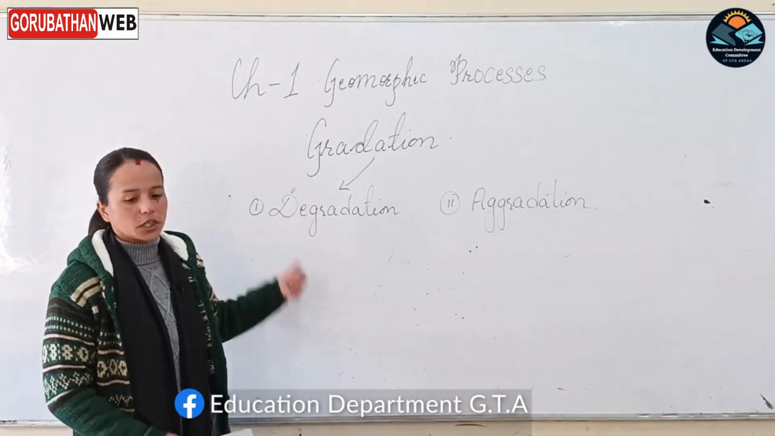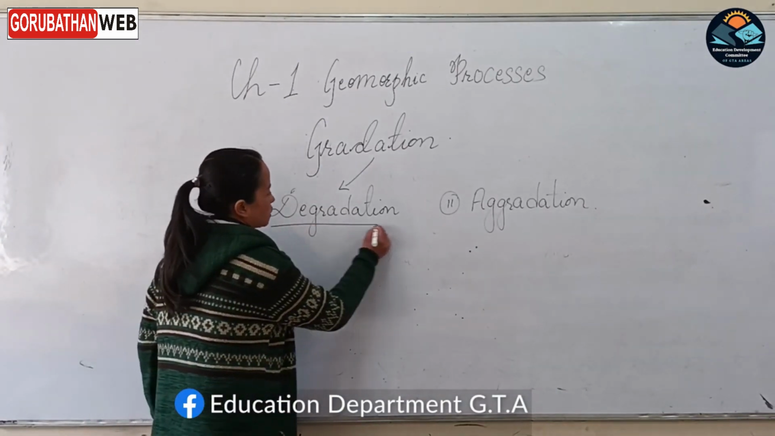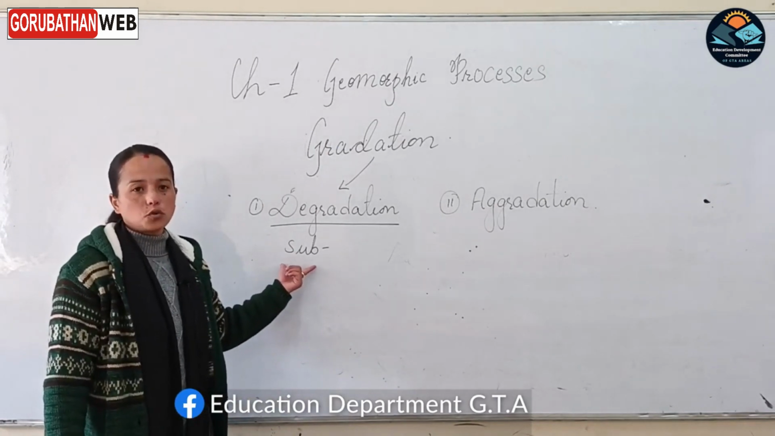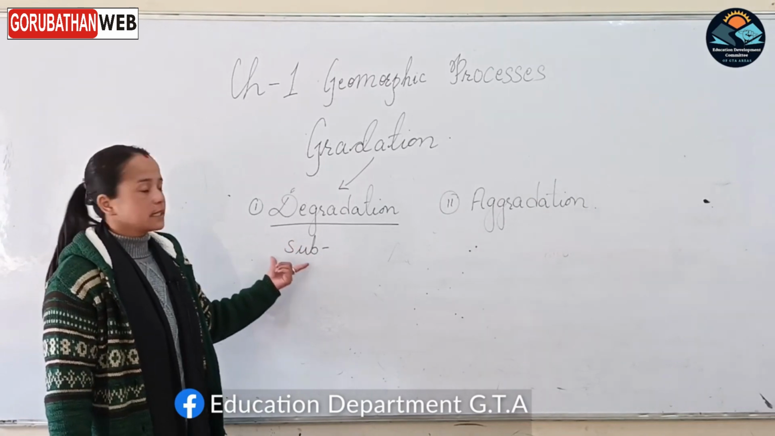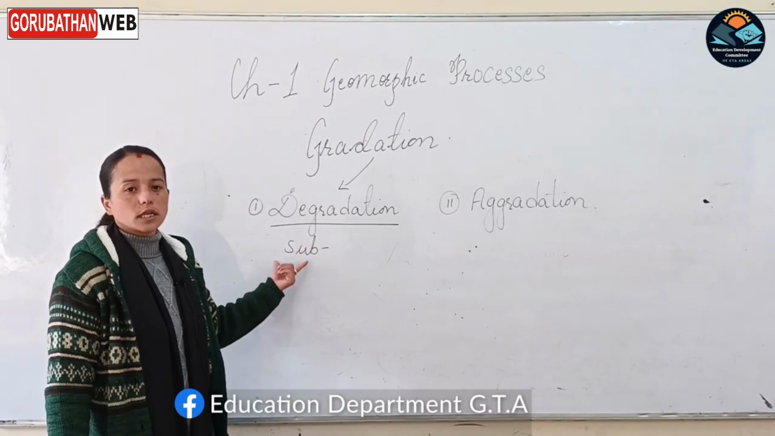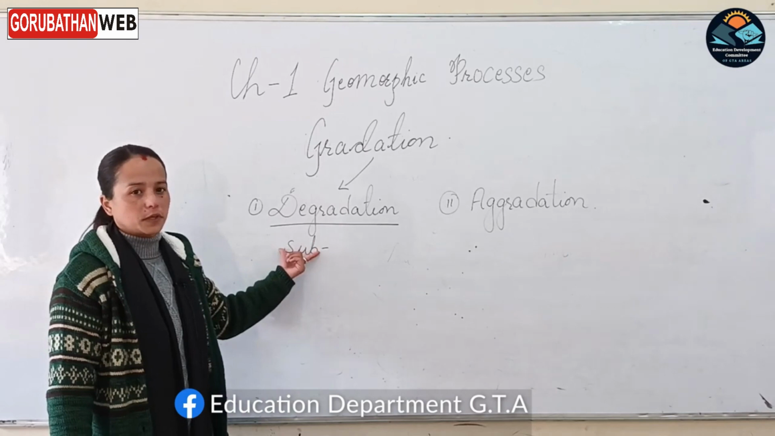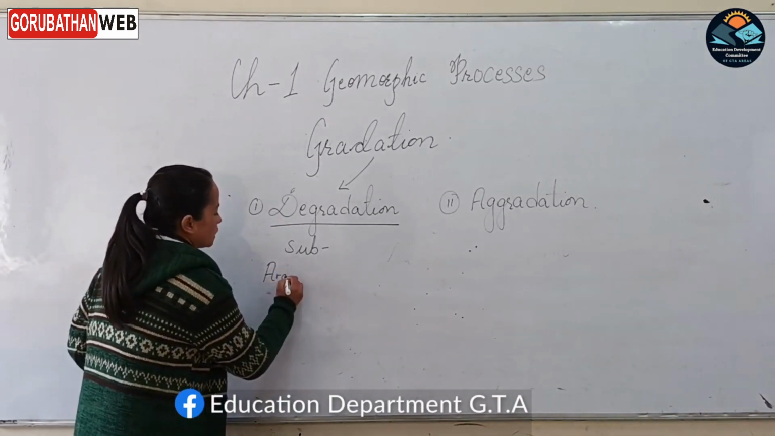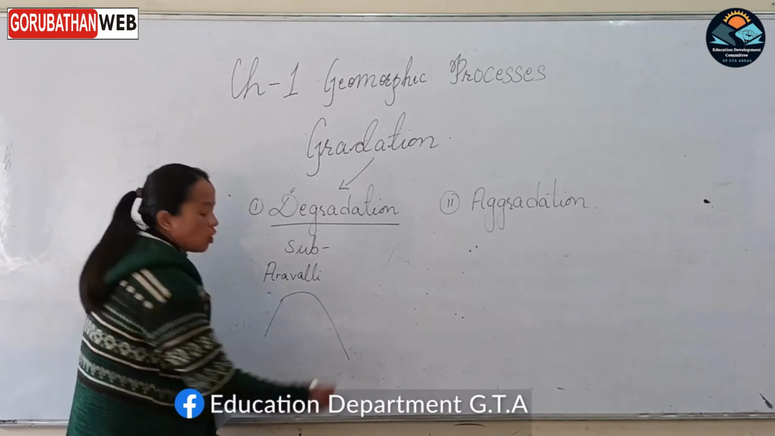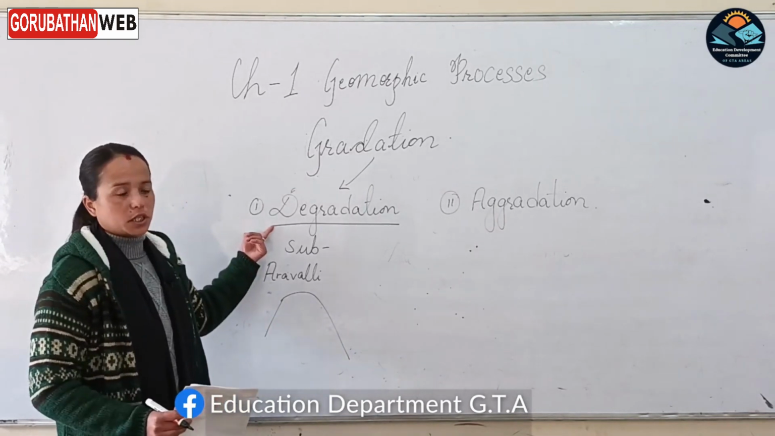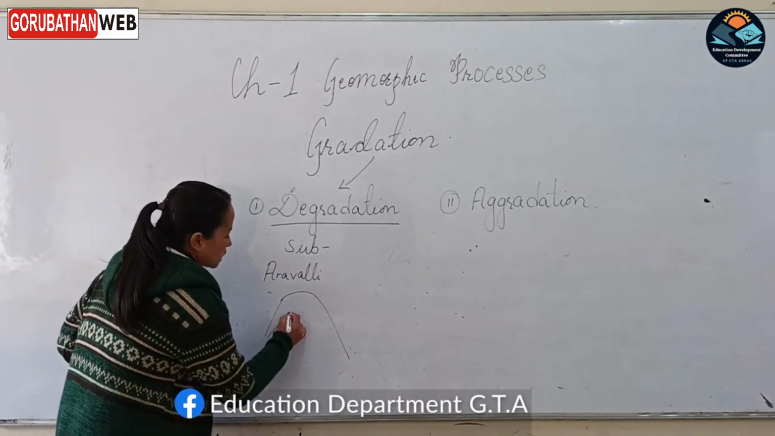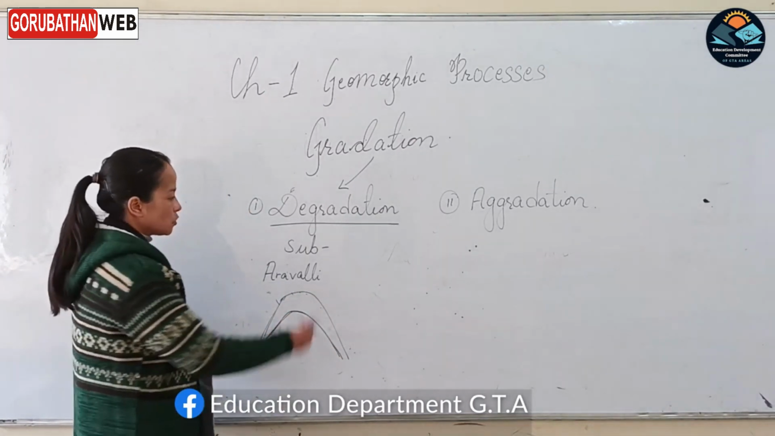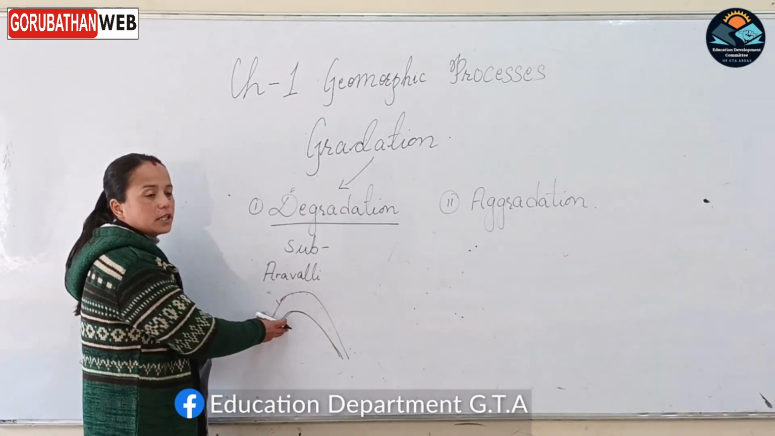So here the first one is degradation. Degradation means, in simple words, to subtract. So degradation means to lower the height of the surface of the earth. That is the definition of degradation. So degradation is the process of lowering down the height of the earth's surface. That means subtraction in the height of the earth's surface. So for example, the Aravalli range. The Aravalli range was a very tall mountain when it was formed, but because of degradation, it lost its height. The rocks of the Aravalli range started to break, and its height started to decrease. In that way, degradation means the lowering down of the height of the earth's surface.